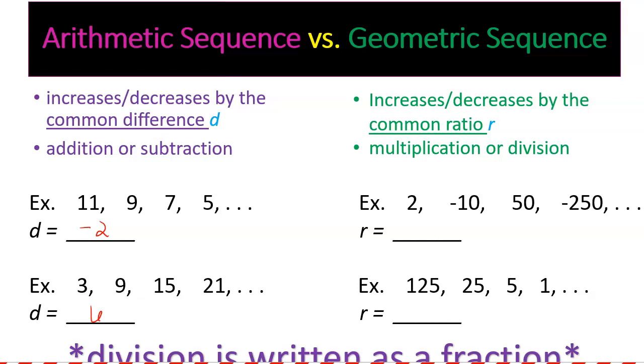Versus geometric sequences, which increase or decrease by the common ratio, lowercase r. If we have a whole number, we're showing multiplication. And if we write a fraction, we're showing division. So 2 times what gives me -10? That would be -5. 125 divided by what would give me 25? That's going to be dividing by 5. And then again, we have to write the reciprocal. 5 over 1 becomes 1/5. This tells me my common ratio is 1/5, meaning we are dividing by 5. Remember, division must be written as a fraction, always.